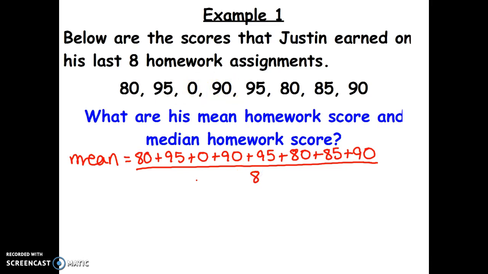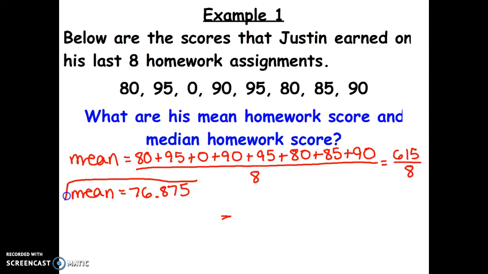All right, so let's grab our calculator. 80 plus 95 plus 0 plus 90 plus 95 plus 80 plus 85 plus 90. That gives us 615 divided by 8. All right, so our mean is 76.875. That is our mean. Now let's look at finding our median.